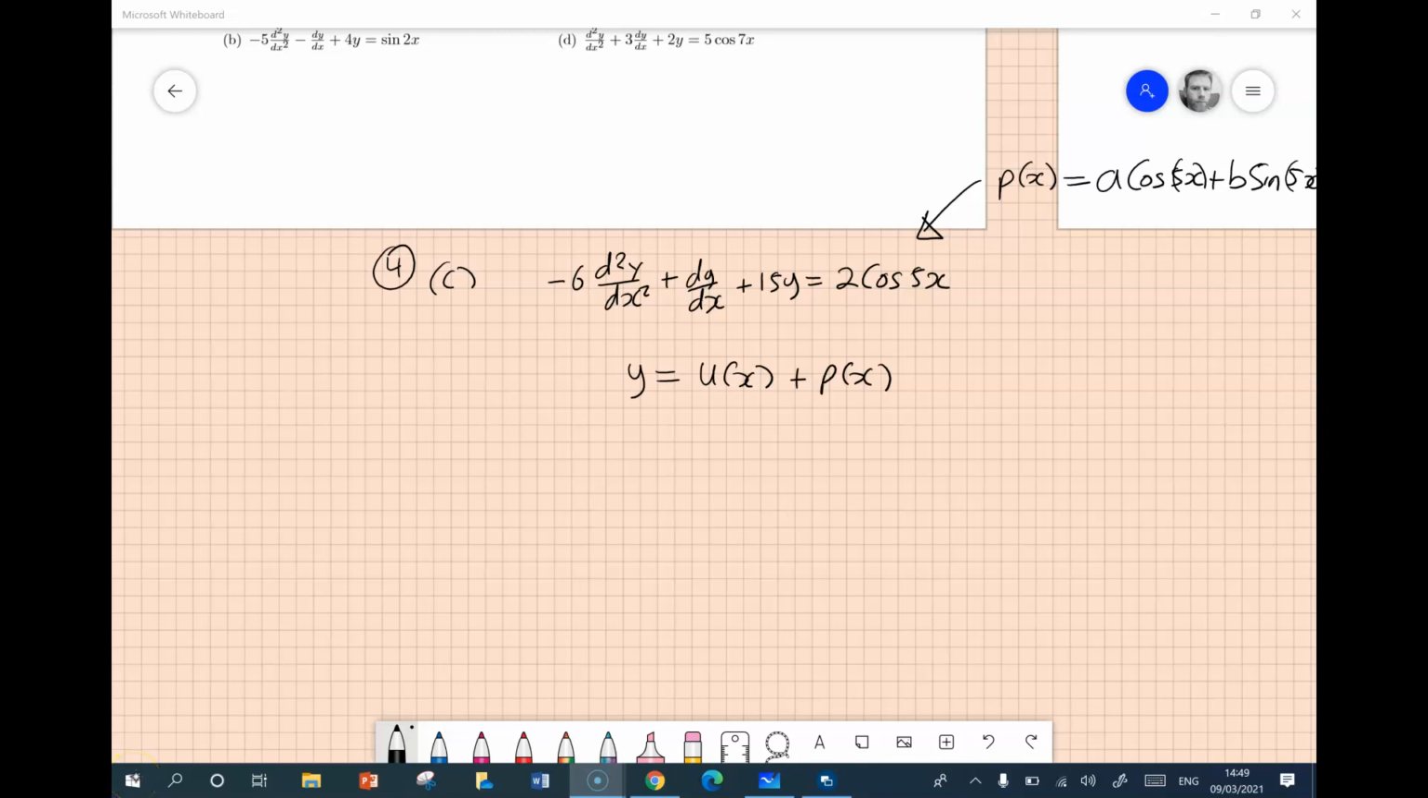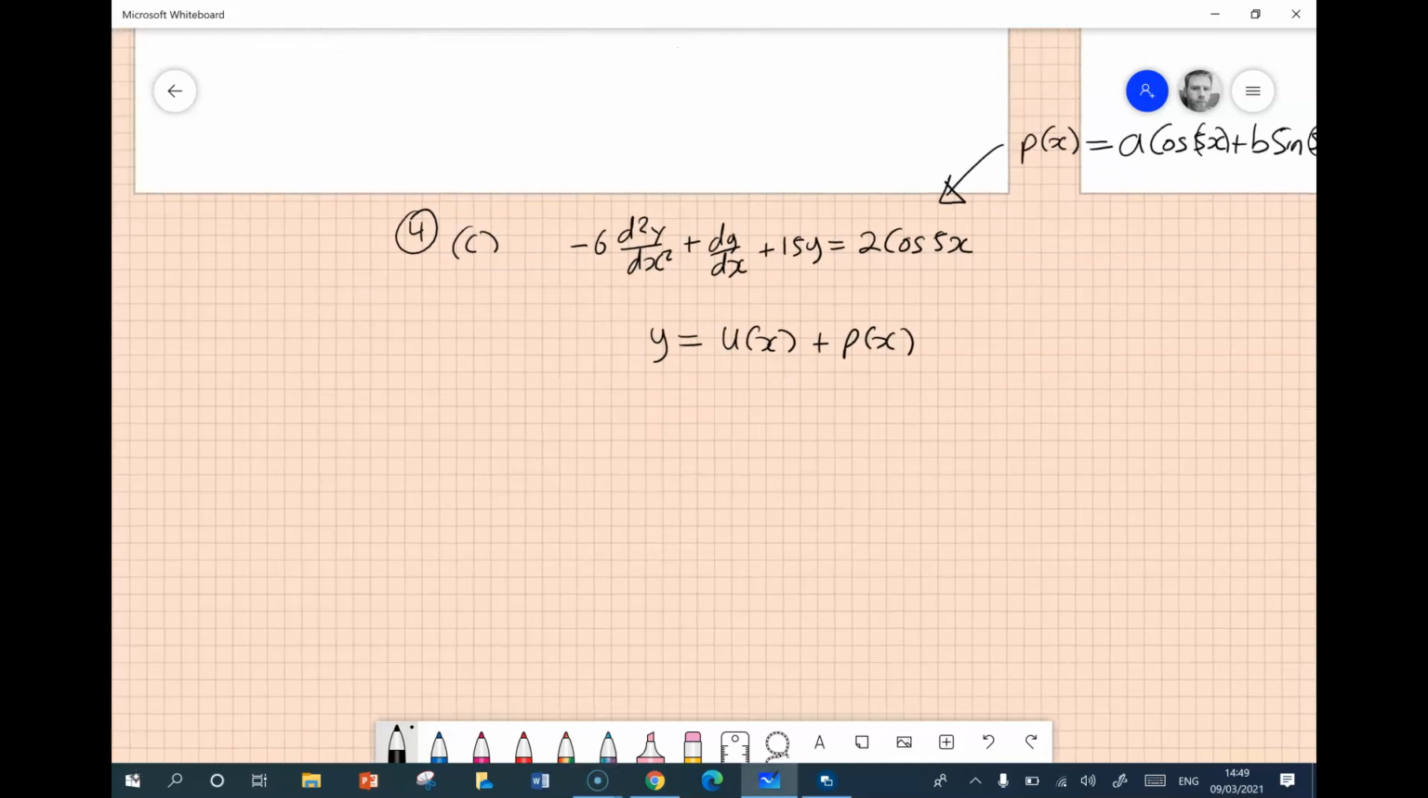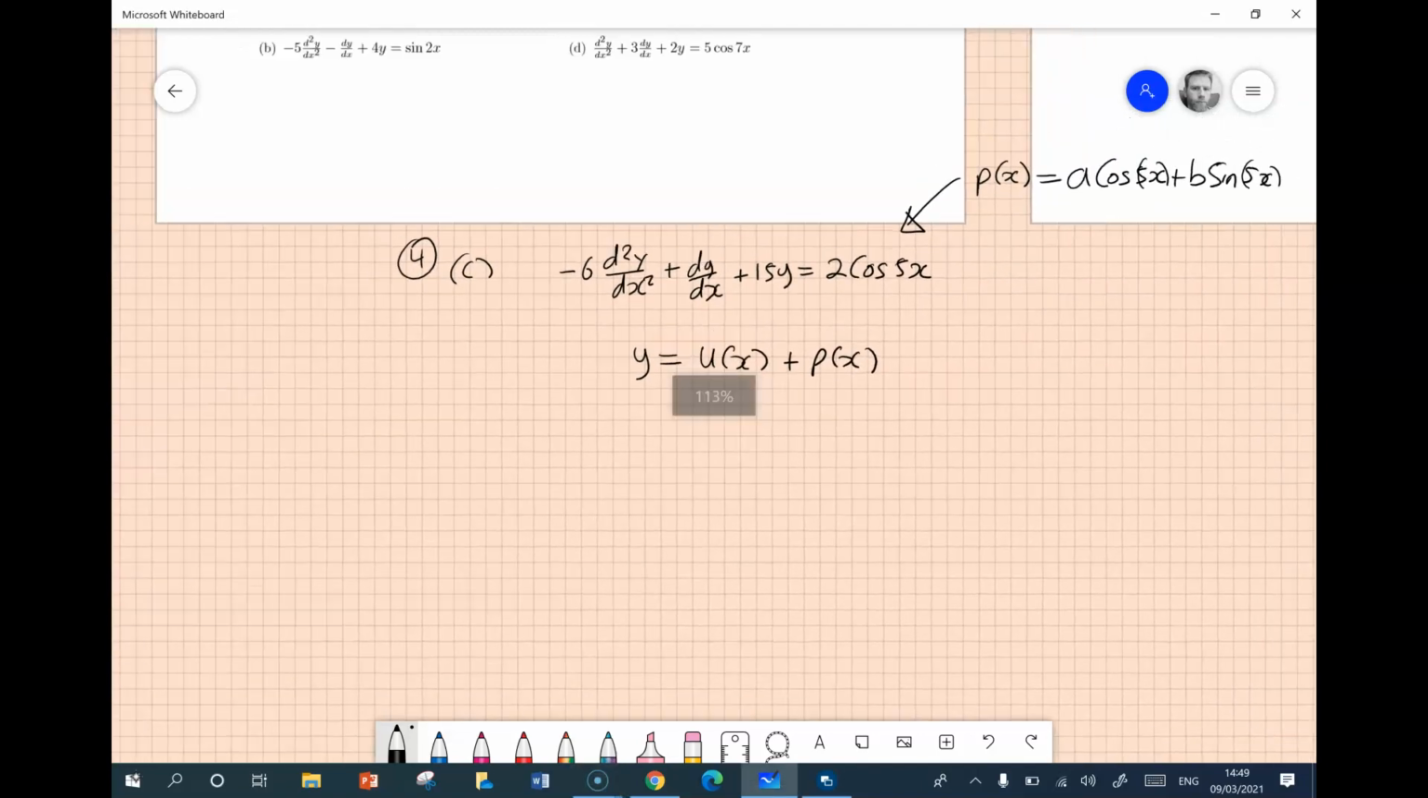So we've got minus 6 times the second derivative plus the first derivative plus 15y equals 2 cos 5x. And we know the solution to a non-homogeneous second order differential equation will be y is equal to u of x plus p of x. So we know the u of x anyway will be the homogeneous equation. And we write down the characteristic equation of that, which is minus 6k squared plus k plus 15 equals 0.